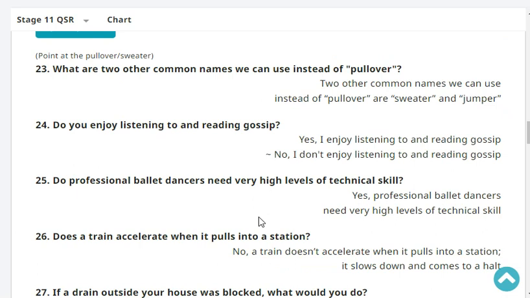Do professional ballet dancers need very high levels of technical skills? Yes. Professional ballet dancers need very high levels of technical skills. Right.